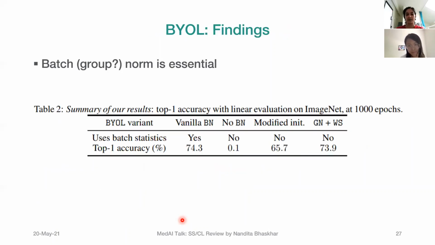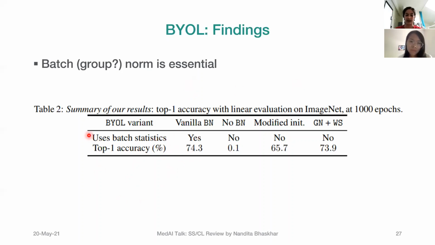There has been a lot of study on what actually prevents Bootstrap Your Own Latent from collapsing. In some spin-off studies, they found that batch normalization has been shown to be essential for preventing collapse. A few other papers also studied this phenomenon and found out that there's nothing special about batch normalization, but some kind of group normalization needs to happen in order to prevent collapse.